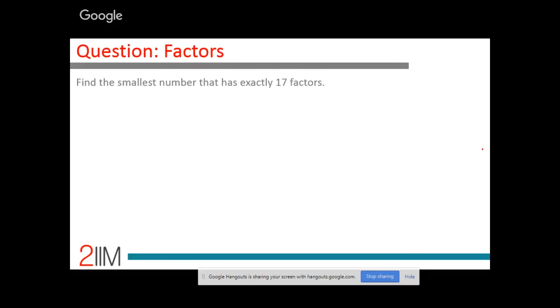The previous question would have been too tough for CAT. This one is very simple. Find the smallest number that has exactly 17 factors. I'm going to put some pressure on you. Answer? 2 power 16. 17 is prime. So only a number of the form P power 16 can give us 17 factors. Smallest number of the form P power 16, 2 power 16. Done.